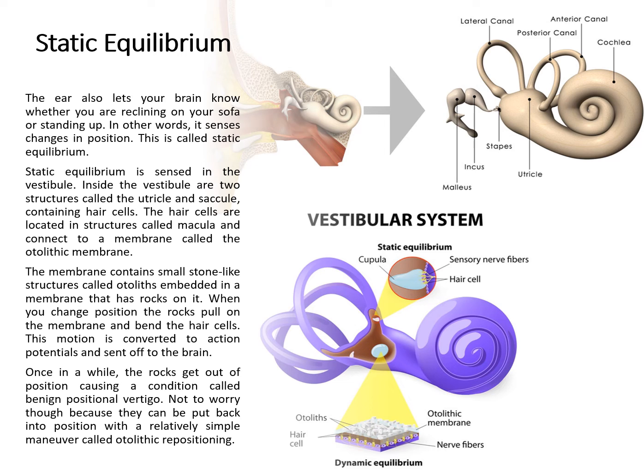Inside the vestibule are the two structures that we've been talking about, the utricle and the saccule, which contain the hair cells. The hair cells are located in structures called the macula and connect to a membrane called the otolithic membrane. The membrane contains small stone-like structures called the otoliths embedded in it, so the membrane has rocks on it. When you change position, the rocks pull on the membrane and bend the hair cells. This motion is converted to action potentials and sent to the brain.